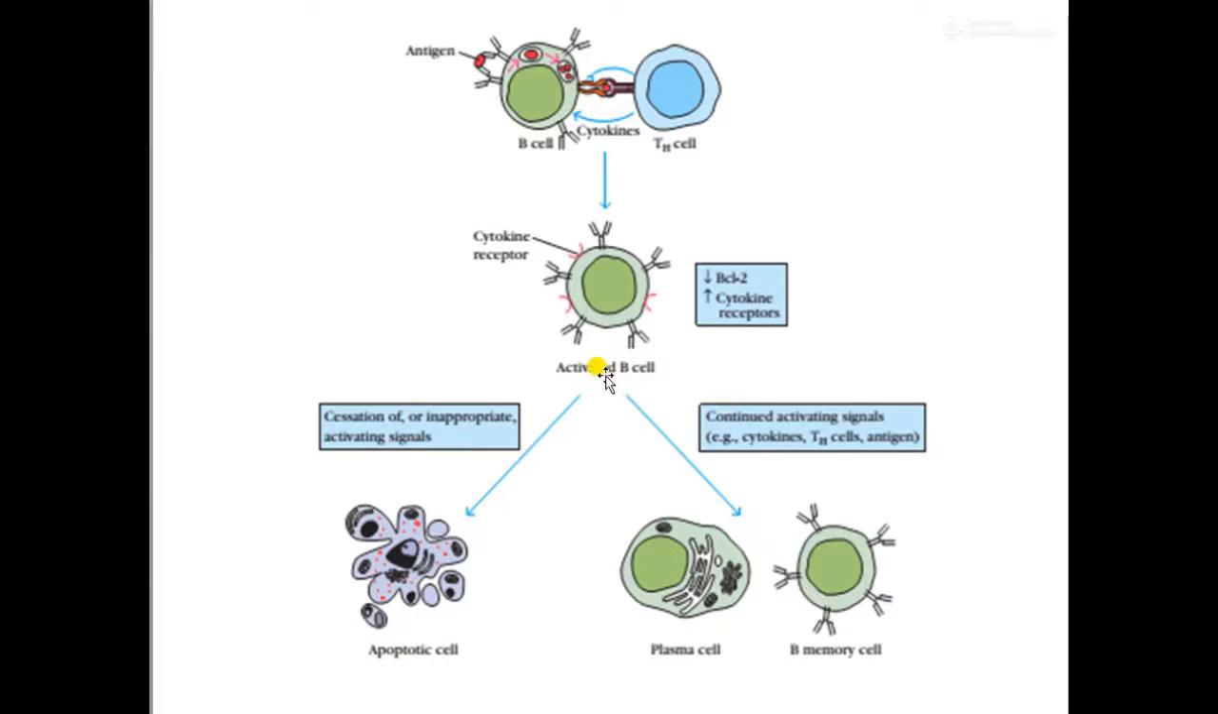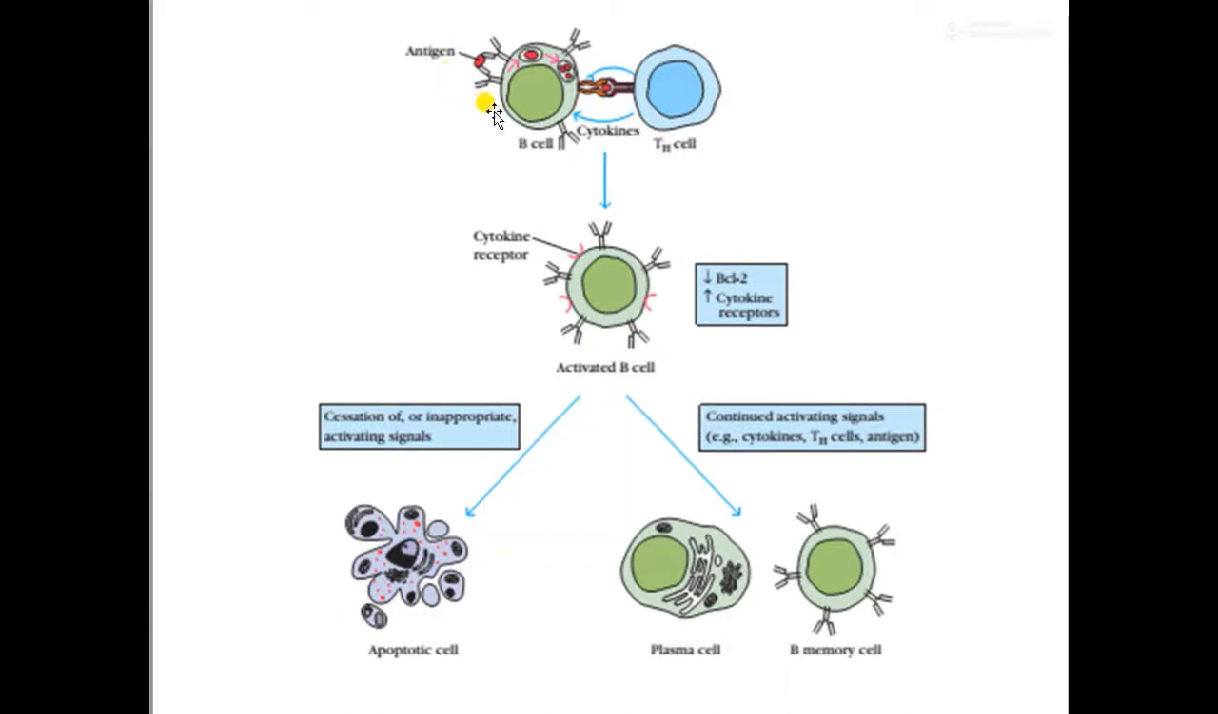Now, if the activation signal is not proper, or if it has been found to be inappropriate, or proper activation is not happening, what happens? The B lymphocytes, which were previously being activated, will undergo cell death by a process called apoptosis, or programmed cell death. So this is the process of B cell activation.